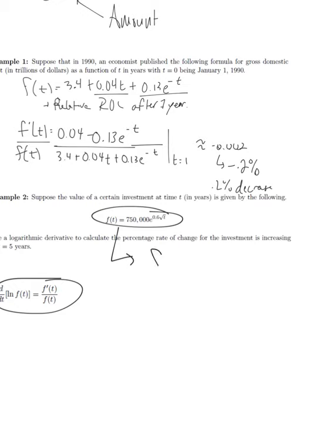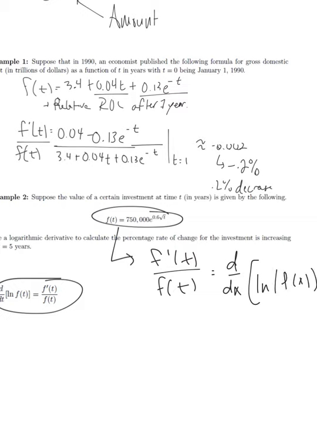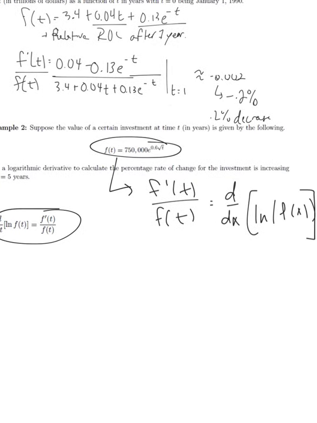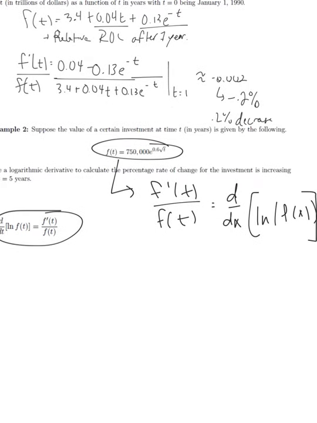I want to find f prime of t over f of t, which isn't going to be too bad, but it is a little bit more complicated when we look at this function. Whereas I know that this is going to equal the derivative of the natural log of this function, which may not seem that helpful. What's nice about this is that the derivative is easier to take when you take the natural log, right?